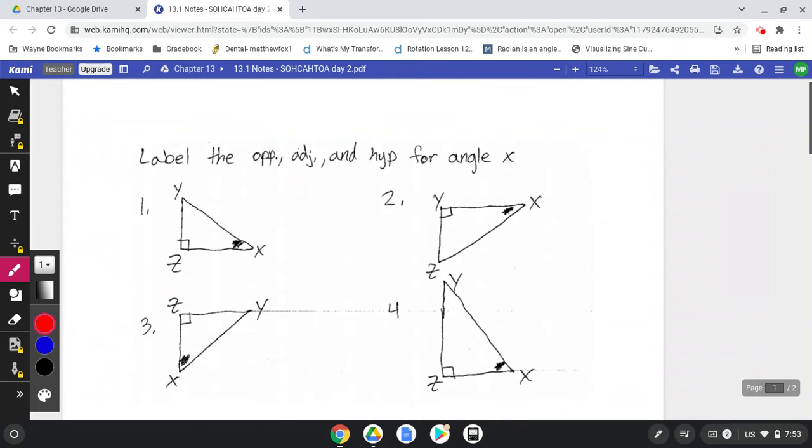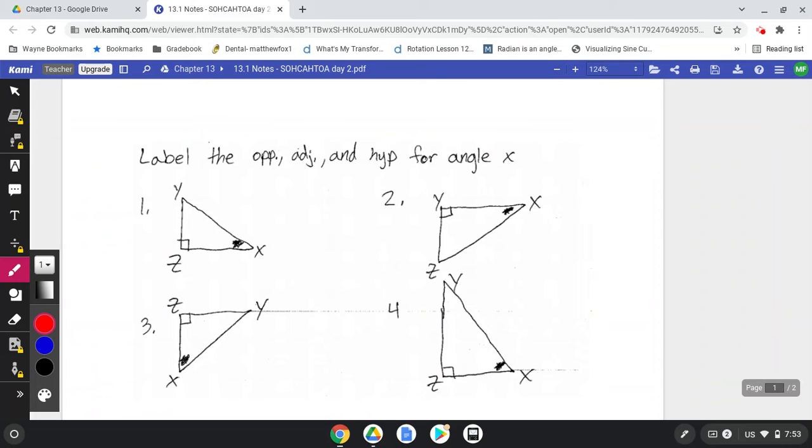All right, good morning. Today we're going to start off with a little bit of review. Yesterday we talked about SOHCAHTOA with sine, cosine, and tangent. And remember, the reason those ratios are helpful is a couple things have to be true. First, you have to have a right triangle, okay? And then in order to identify your sine, cosine, tangent, we need to decide which side is our opposite side, our adjacent side, and our hypotenuse.